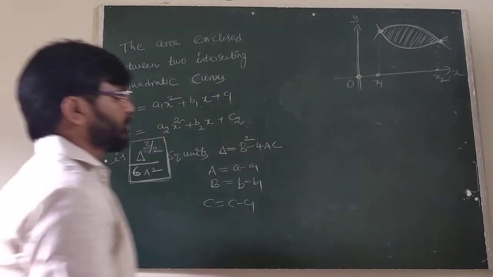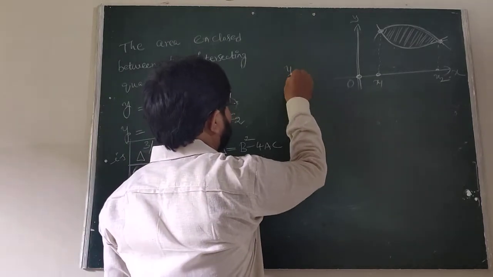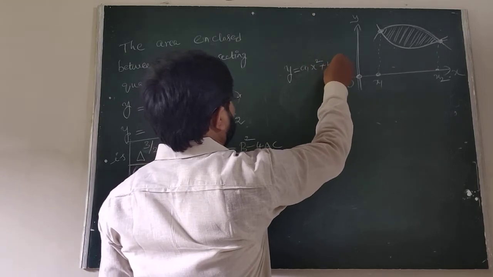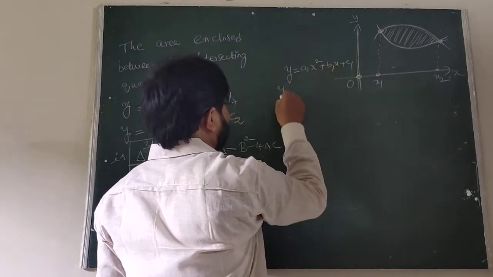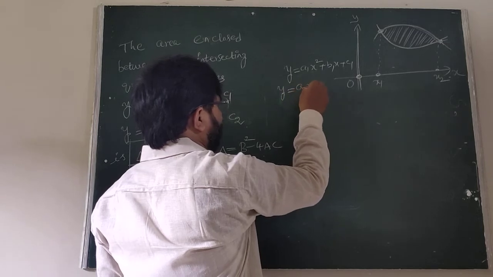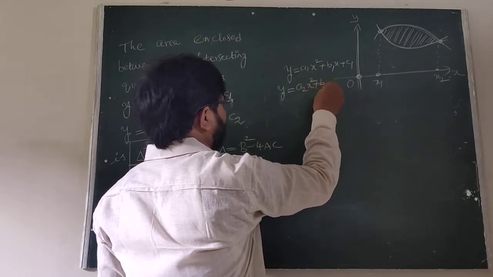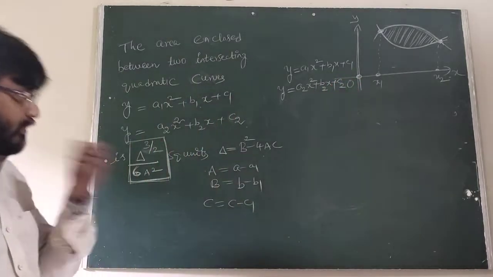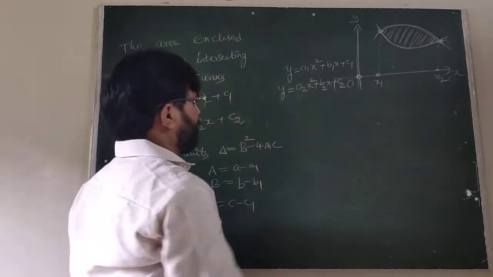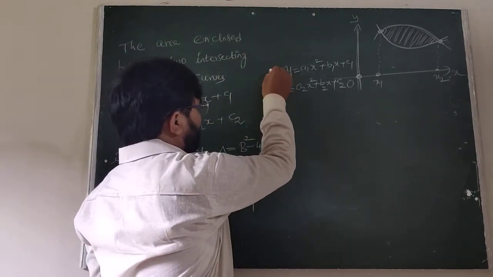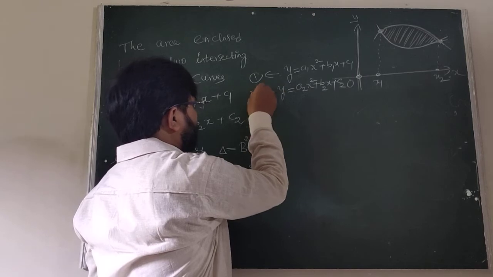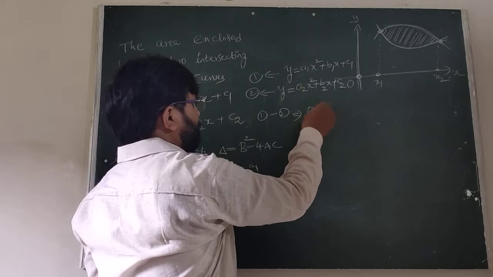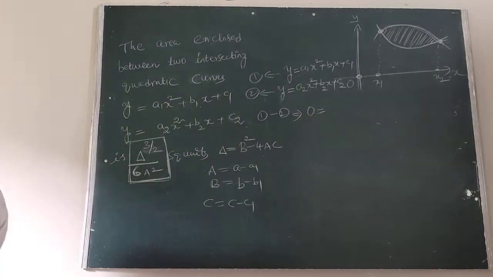Suppose the given curves, all of you listen here, y equals a1x square plus b1x plus c1. Another curve y equal to a2x square plus b2x plus c2. Now the first one is 1, second one is 2. Now 1 minus 2, that implies y minus y is 0.